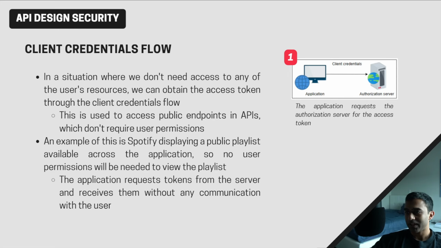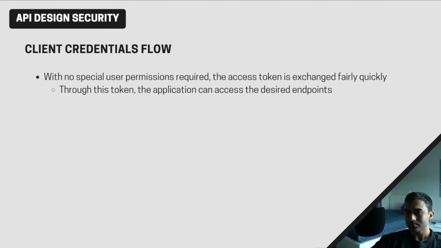So firstly, the application requests the authorization server for the access token, and then the access token is granted. And with no special user permissions required, the access token is exchanged fairly quickly. Through this token, the application can access the desired endpoints.